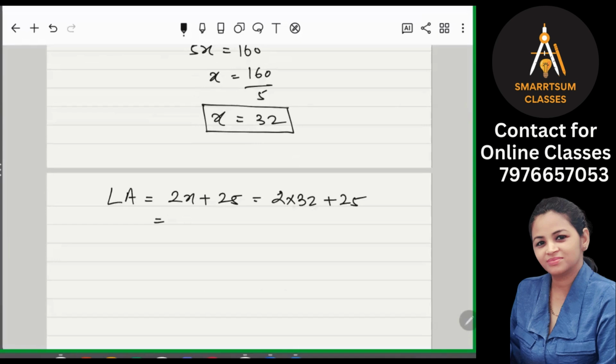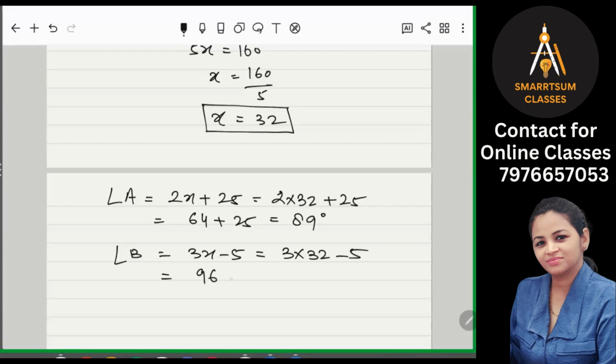So this will be equal to 64 plus 25, right? That is 89 degrees. So angle A is 89 degrees. Getting it? Now angle B expression is 3x minus 5. So 3 into 32, x value is 32, minus 5, right? Okay, so this is 96 minus 5, that is 91 degrees, right?